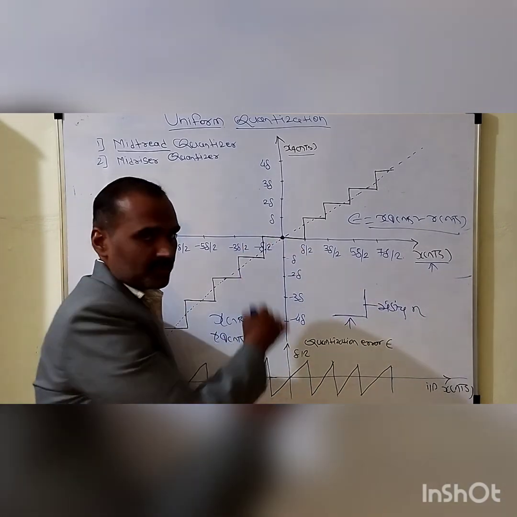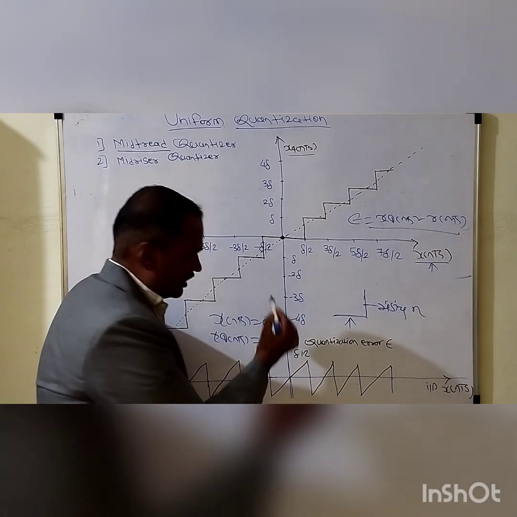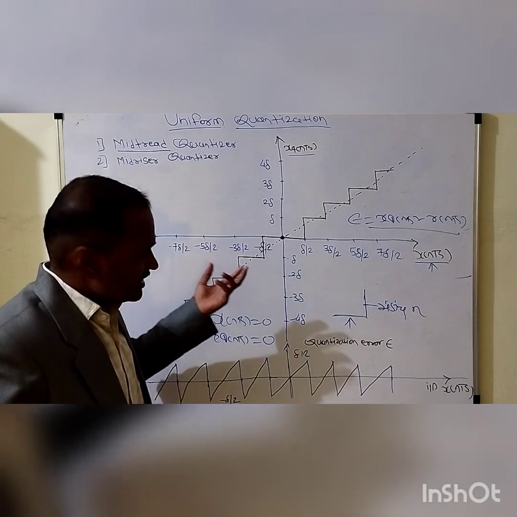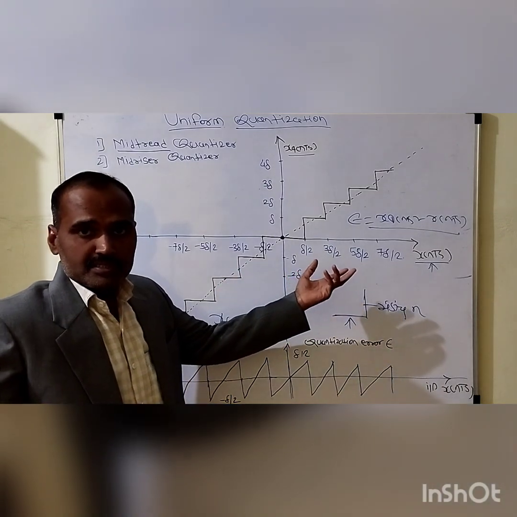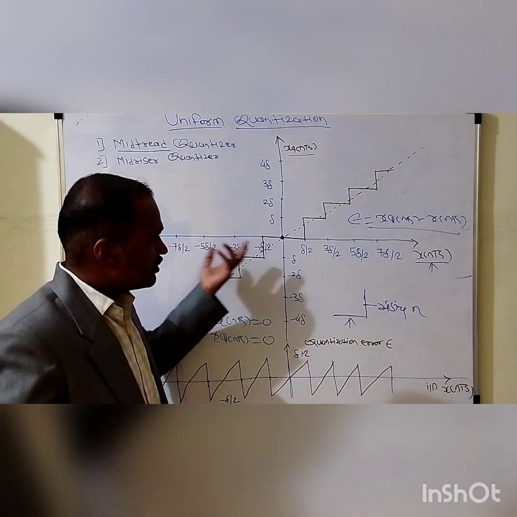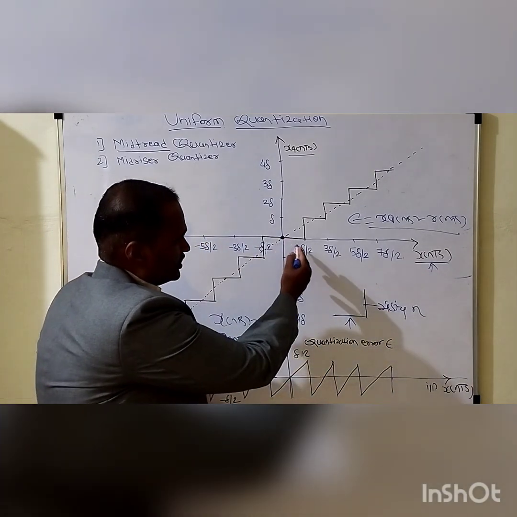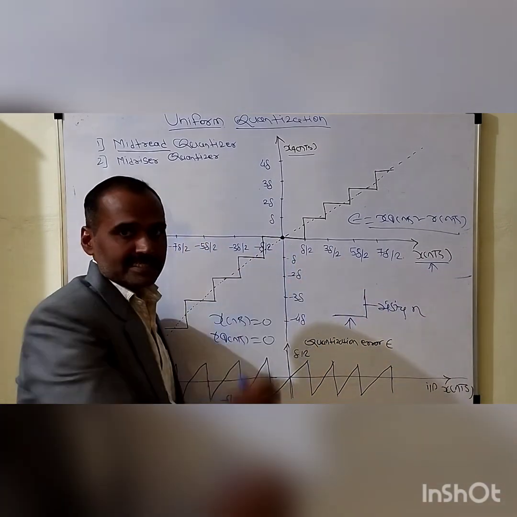So at this origin, the quantization error is also 0. Now, as the input approaches a certain positive value or a certain negative value, what will happen as far as this x-axis is concerned?